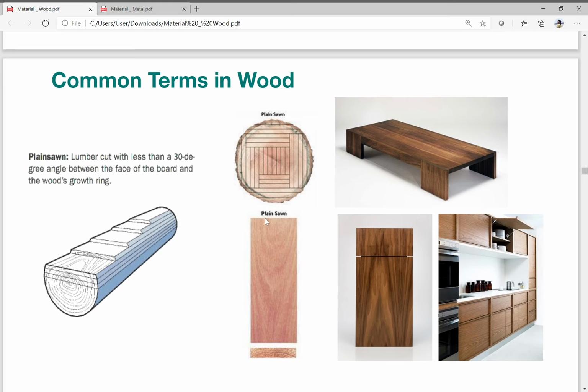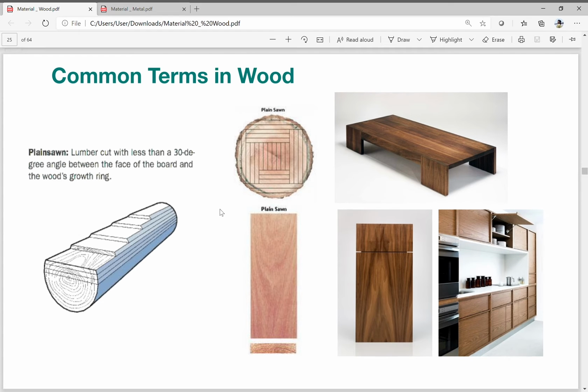So I will be showing you different cuts of wood and how they would appear. This is a plain sawn wood. This is at a 30-degree angle between the face of the board and the wood's growth ring. With the growth ring, you'll see these visible grain marks. So if you want a design that's more visible with regards to the grain marks, or growth grain, you can choose the plain sawn wood.